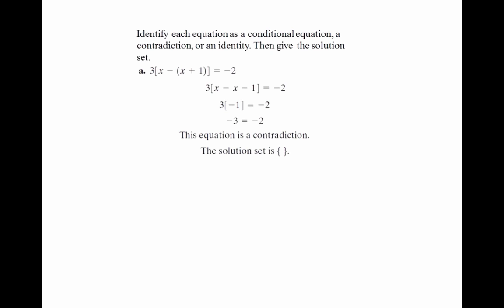We want to identify whether this equation is a conditional equation, contradiction, or identity. On the left-hand side, I can distribute the minus. You get x minus x, then you get -1. When you combine like terms, x minus x adds up to 0, and on the left-hand side you get -3, and on the right-hand side you get -2. So this would be another example of a contradiction, no solution.